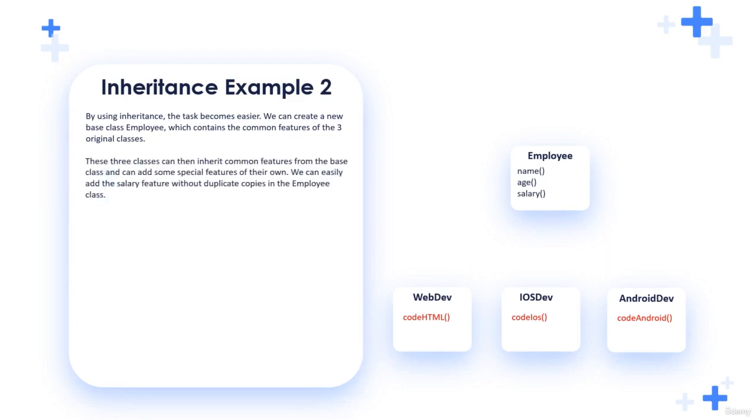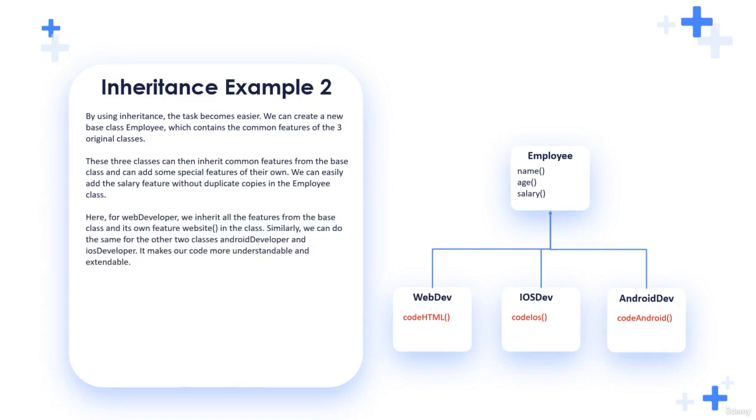These features are the name, age, and salary because they are common. These 3 classes can then inherit common features from the base class and add some special features of their own. We can easily add the salary feature without duplicate copies in the employee class. Here, for the web developer, we inherit all the features from the base class and add its own feature, website in the class, or code HTML in this class.